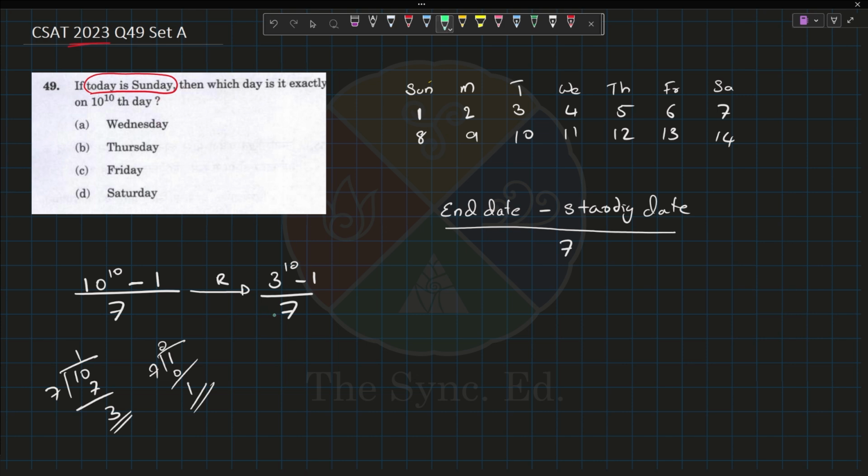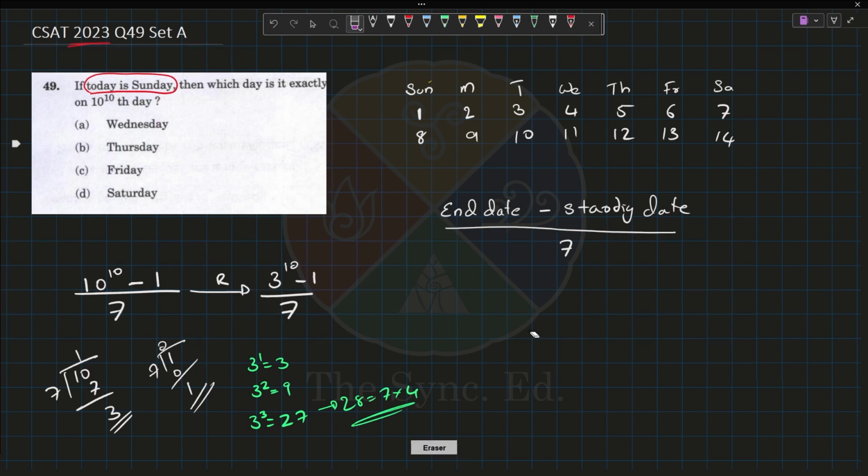I'm going to see if there is any power of 3 which is close to a multiple of 7. That basically means 3 raised to 1 is 3, 3 squared is 9, 3 cubed is 27. Yes, 27 is there. How is it close? I can say that this is close to 28, which is 7 into 4. So I'm going to convert this 3 raised to 10 into 3 cubed.